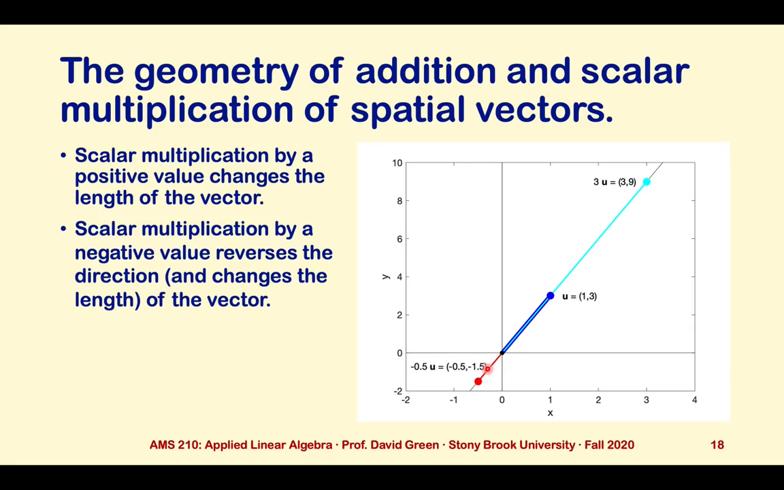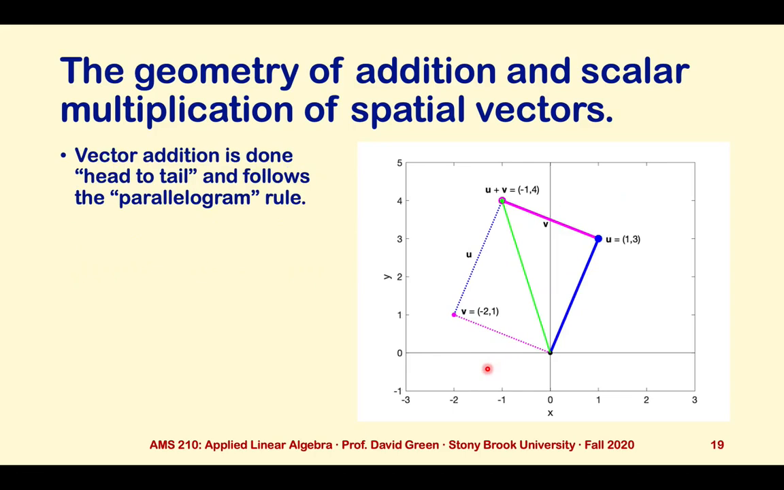So scalar multiplication really simply corresponds to a scaling of the vector, of the directed line segment representation of that vector. This is where the term scalar comes from.